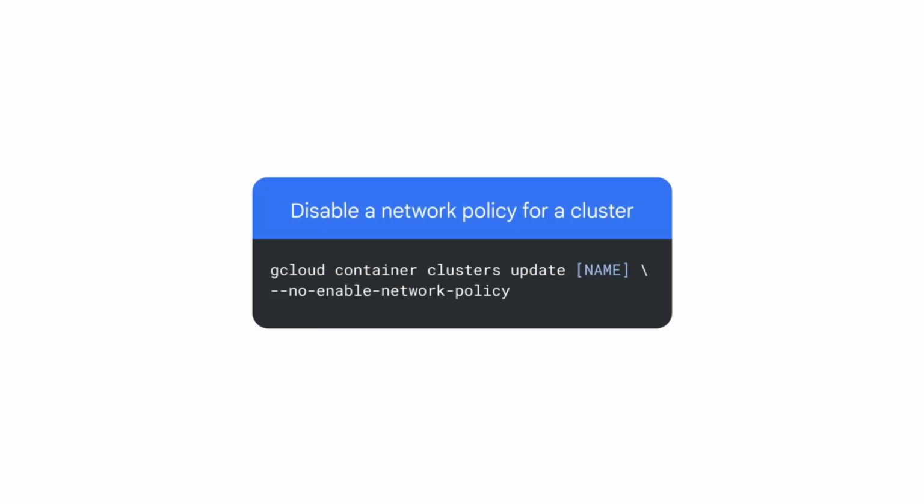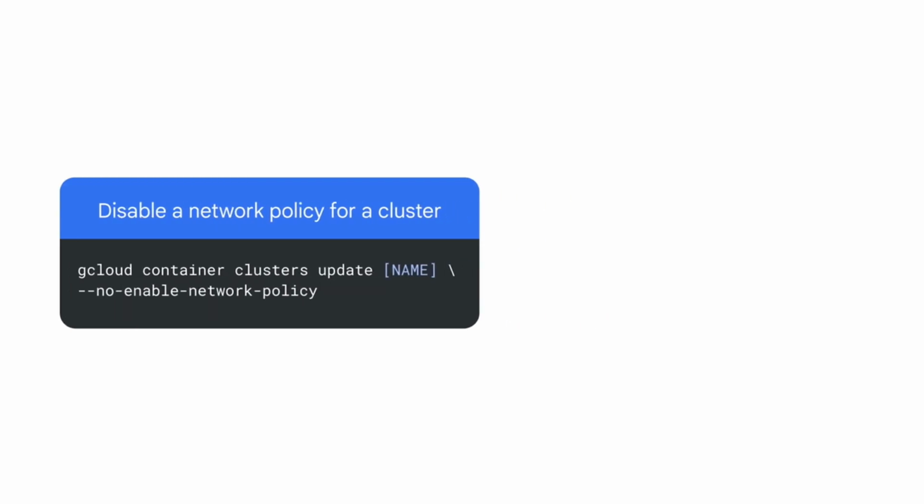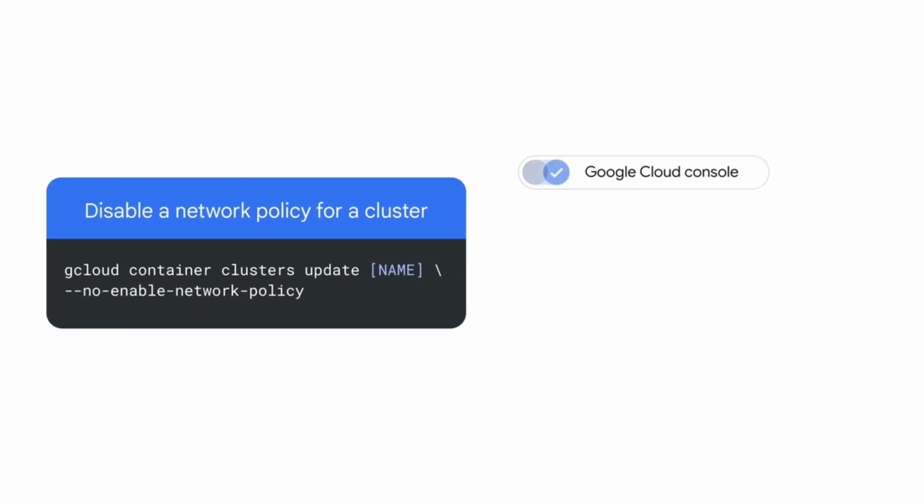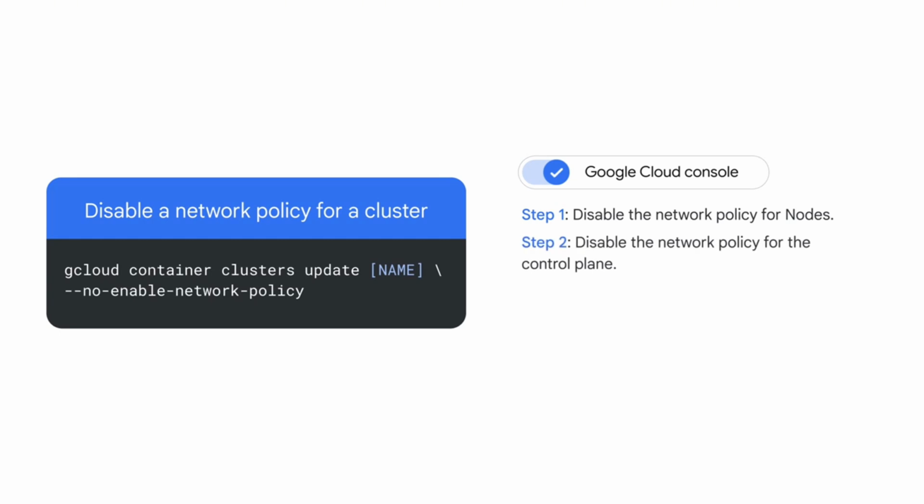You can use the gcloud container clusters update command to disable a network policy. In the Google Cloud Console, disabling a network policy is a two-step process. You first disable the network policy for nodes, and then you disable the network policy for the control plane. If no network policies exist, all ingress and egress traffic will be allowed between the pods in the namespace regardless of whether network policy enforcement is enabled or disabled.